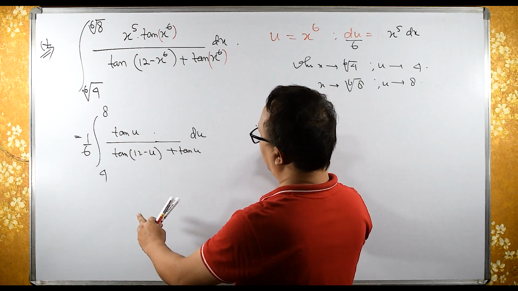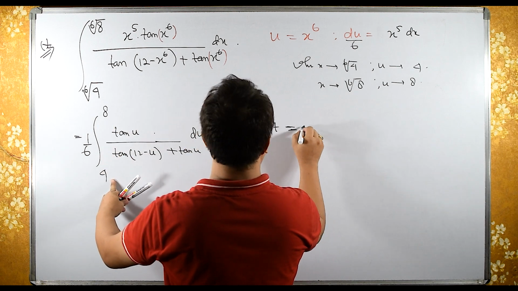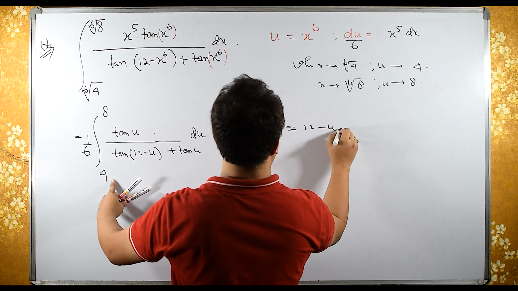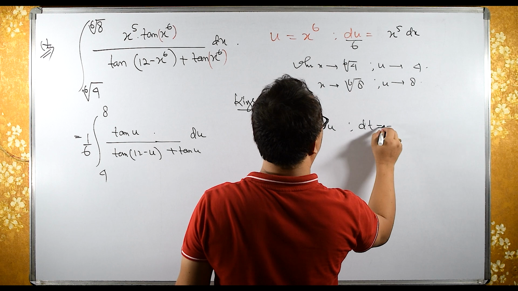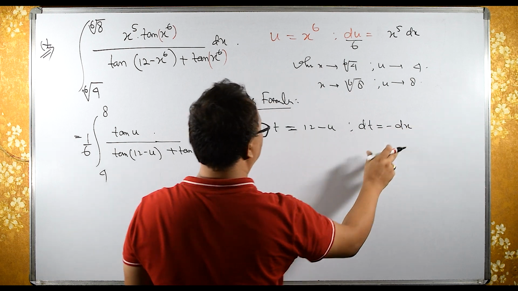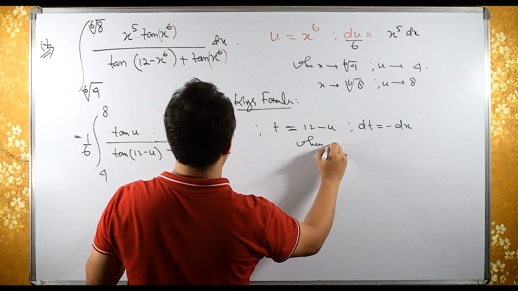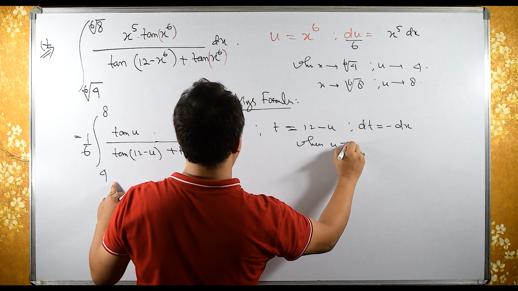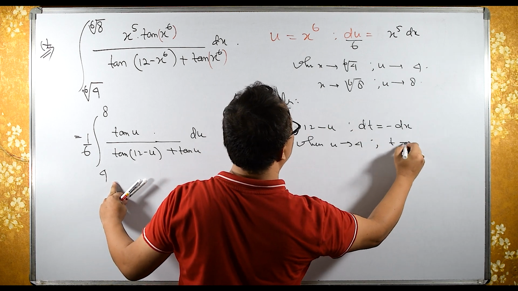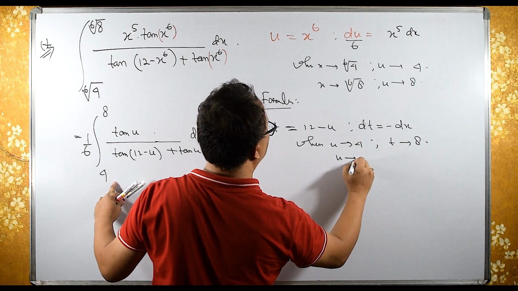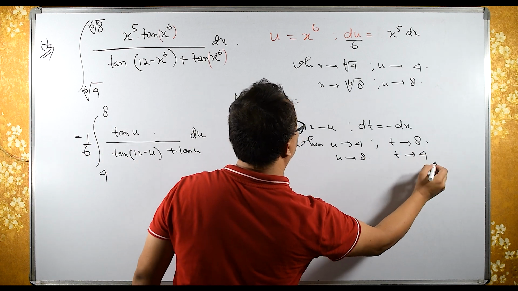So my t will be what? 8 plus 4 is 12. So t equals 12 minus u. Then my dt becomes minus du. How about limits? When u tends to 4, then t tends to 8. When u tends to 8, then t tends to 4.